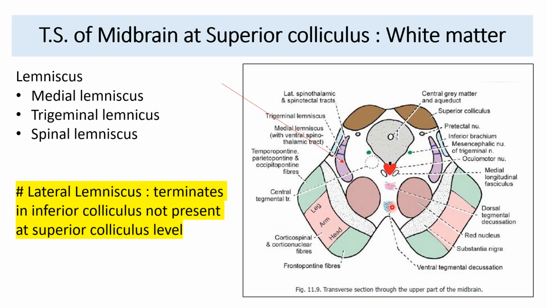So the lemniscus, as I've told you, will be appreciable, the medial, trigeminal, and the spinal lemniscus, but the lateral lemniscus will not be seen over this level of superior colliculus. Why? Because the lateral lemniscus terminates in the inferior colliculus and is not present at the superior colliculus level, because it has gone to the inferior colliculus. So at superior colliculus, no more lateral lemniscus will be seen.